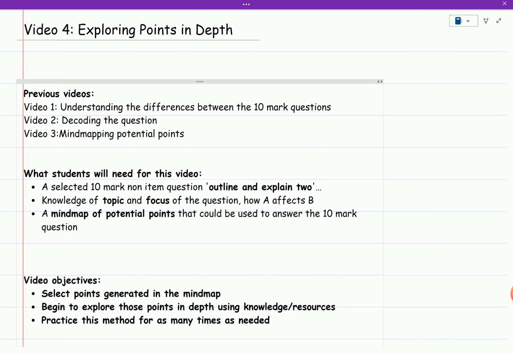Video 1, we looked at understanding the differences between the 10-mark questions. So, you've got your outline and explain questions, you've got your 10-mark question with an item. We looked at the differences. Our focus is on the outline and explain questions.